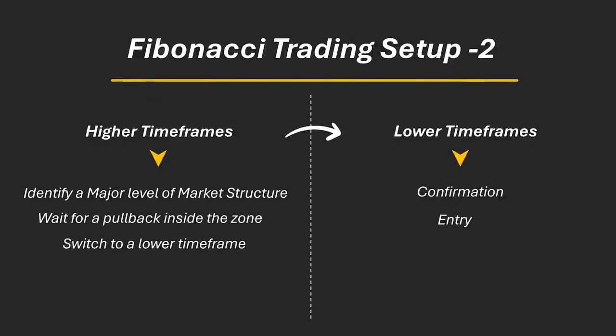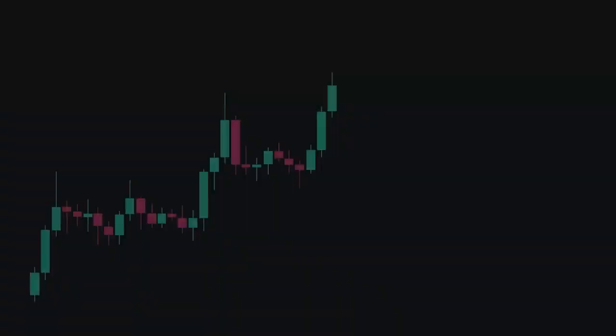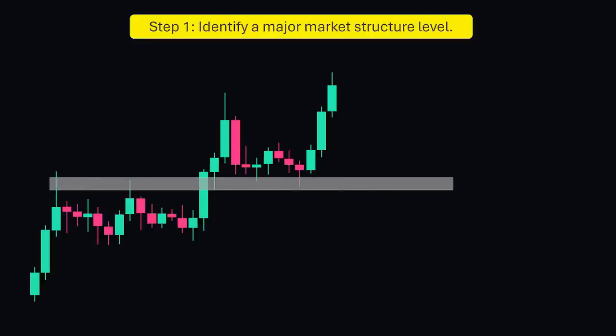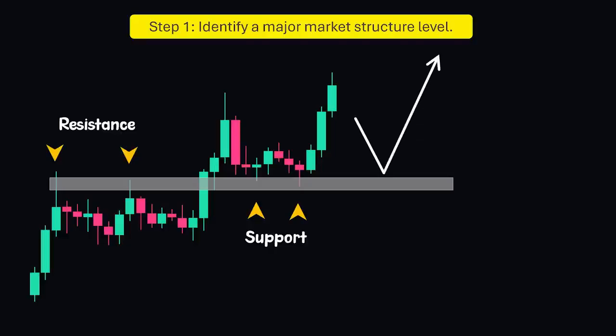Strategy number 2. To begin, we need to identify a major market structure level. This level will serve as our key point of interest and the area where we will look for potential trading opportunities. But what is a major market structure level? It is an area where price has been rejected multiple times, has acted as both support and resistance, and has been respected recently. These levels are extremely important because they often provide some of the highest probability trade entries.